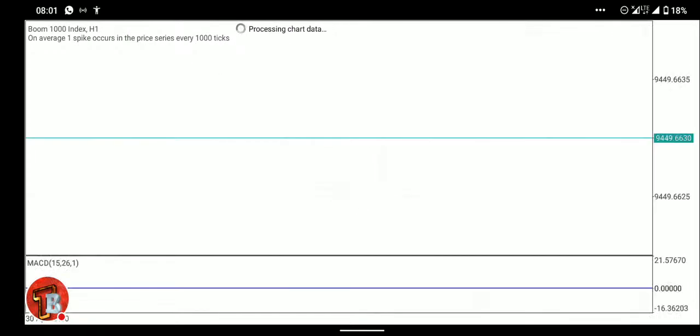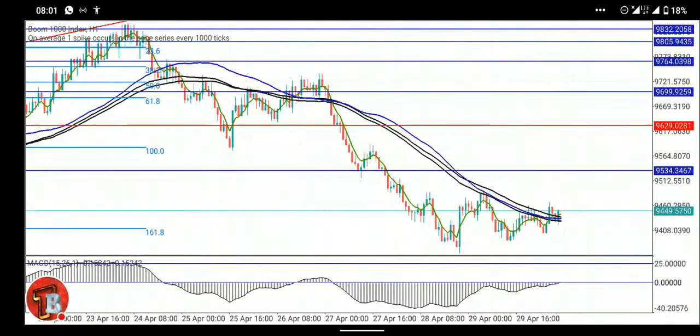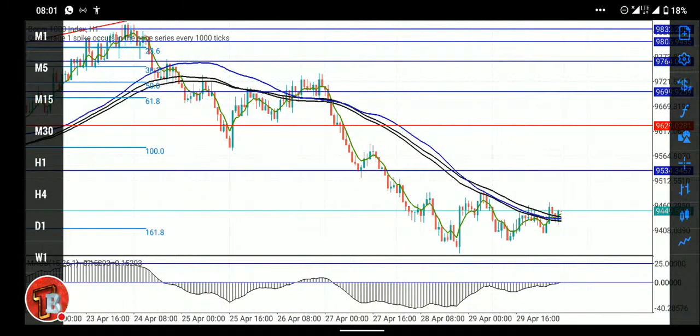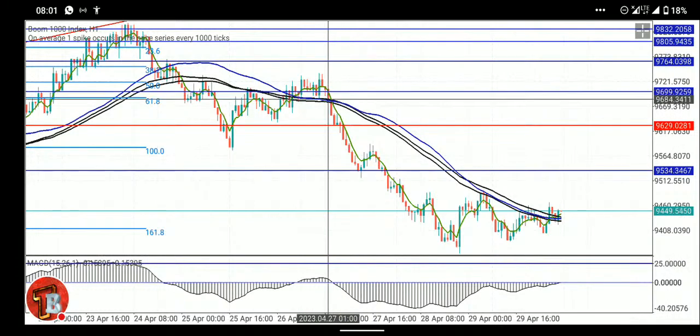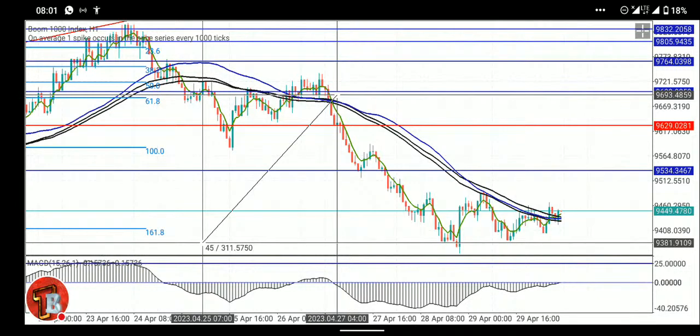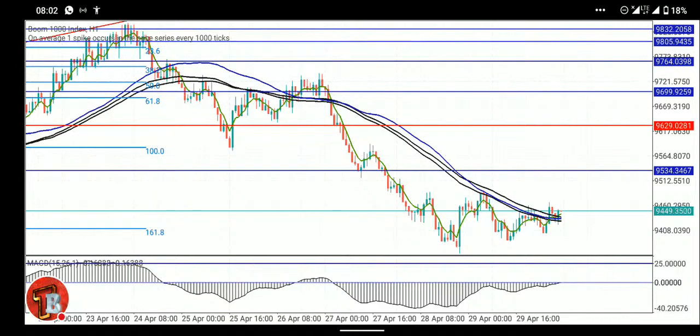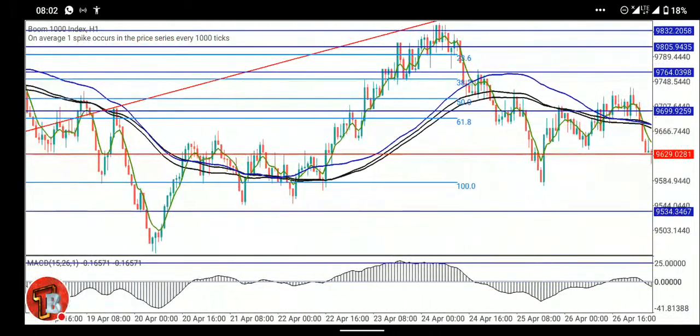Let's try it out with the Boom 1000 index. Just watch this miracle. Watch it right here. Come over here, see what we have. Boom, we have 300 pips, and we're just risking 45 pips. 45 to get 300.